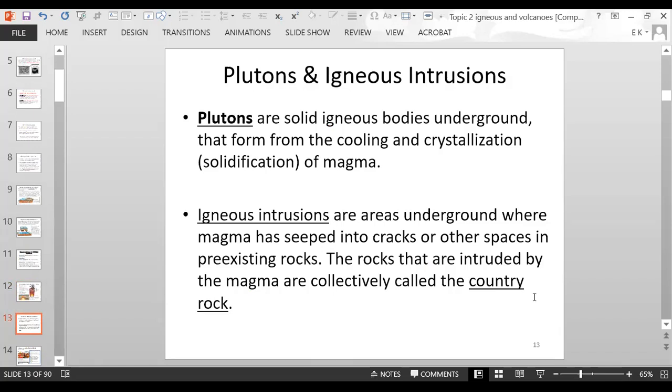Igneous intrusions are areas underground where magma has seeped into cracks or other spaces in the pre-existing rocks. And the rocks that are intruded by the magma are collectively called the country rock.